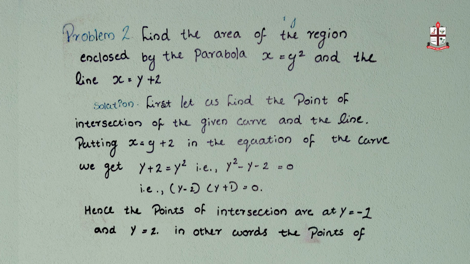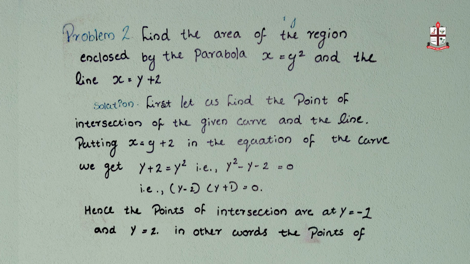So, you put the line x equals y plus 2 in the equation of the curve. You will get y plus 2 equals y square. So, y square minus y minus 2 is 0. When you multiply, you should get minus 2. When you add, you should get minus 1. So, the two numbers become (y minus 2)(y plus 1) equals 0.